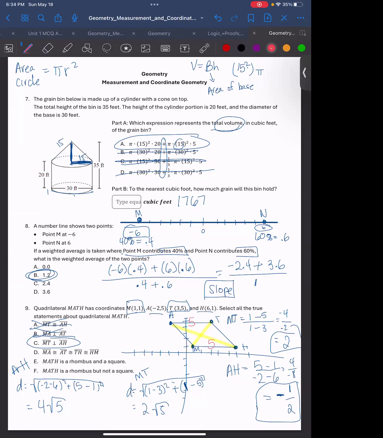Now I have to do the distance formula for A to M and from T to H. We can do this on the graphing calculator tomorrow. I will spare us the time, but both of them are going to be 5 as well. So therefore, this one is true. They are all congruent.